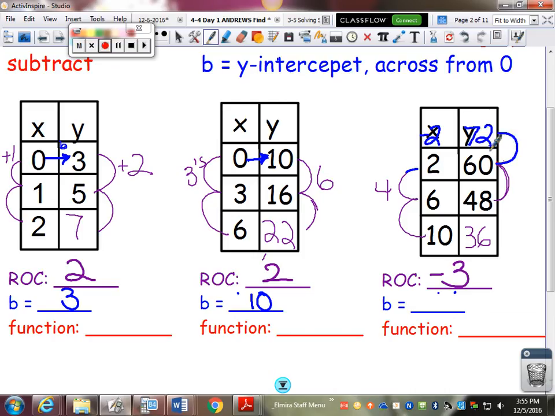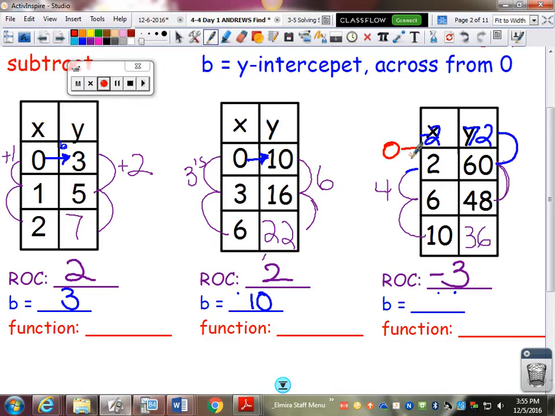Well, what I really want is 0. Could we agree that 0 would be halfway between -2 and 2? Okay, then what's halfway between 72 and 60? So this counts by 12s. Half of 12 would be 6. So 60 to 66.